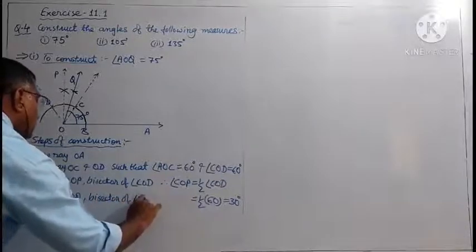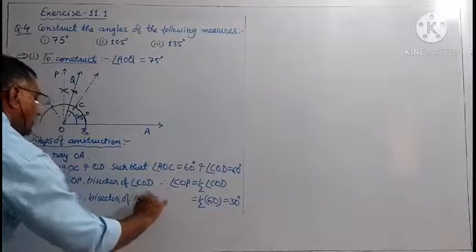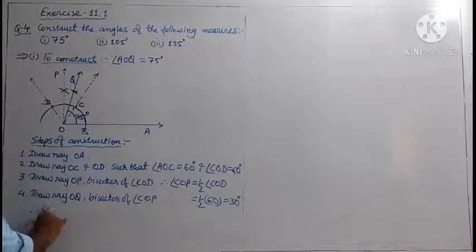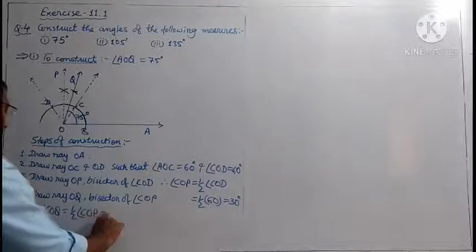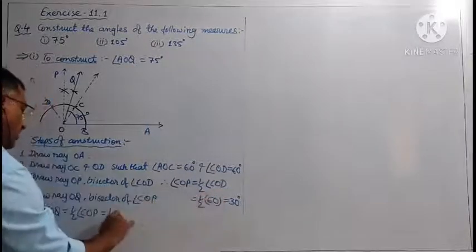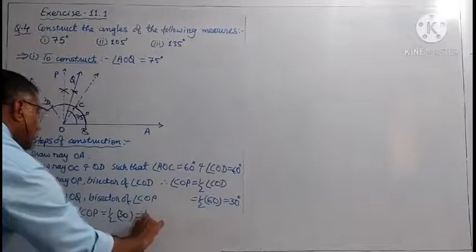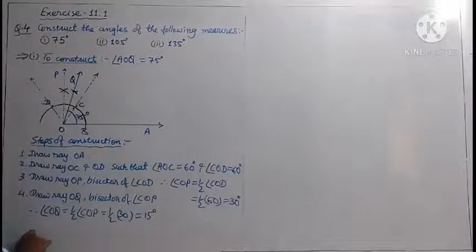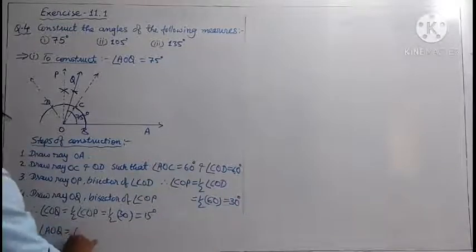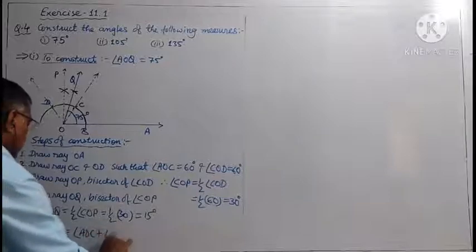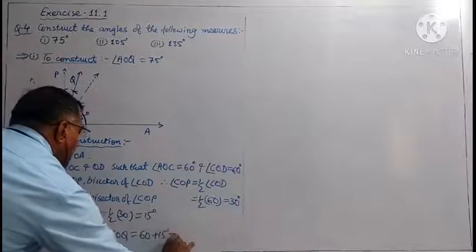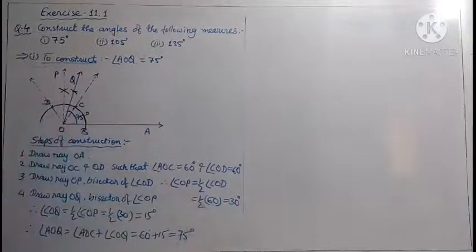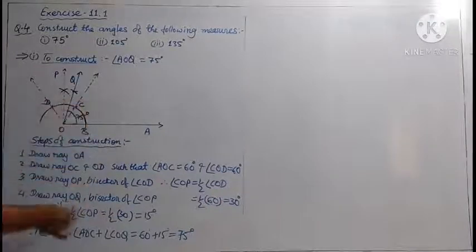Bisector of angle COP. Therefore, angle COQ is half of angle COP. And COP we have seen here is 30 degrees, and thus we will get 15 degrees here. Therefore, angle AOQ is equal to angle AOC plus angle COQ, and that is 60 degrees plus 15 degrees, which is equal to 75 degrees. And thus angle AOQ of 75 degrees is constructed.